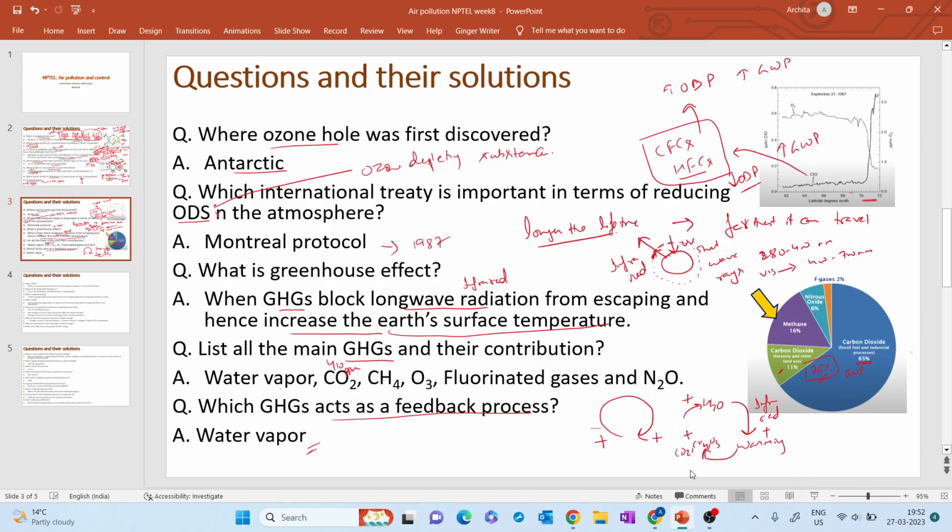And this increase in the carbon dioxide, methane, and ozone further enhances the production of water vapor. So that is what you call a feedback loop. And it's a positive feedback loop.